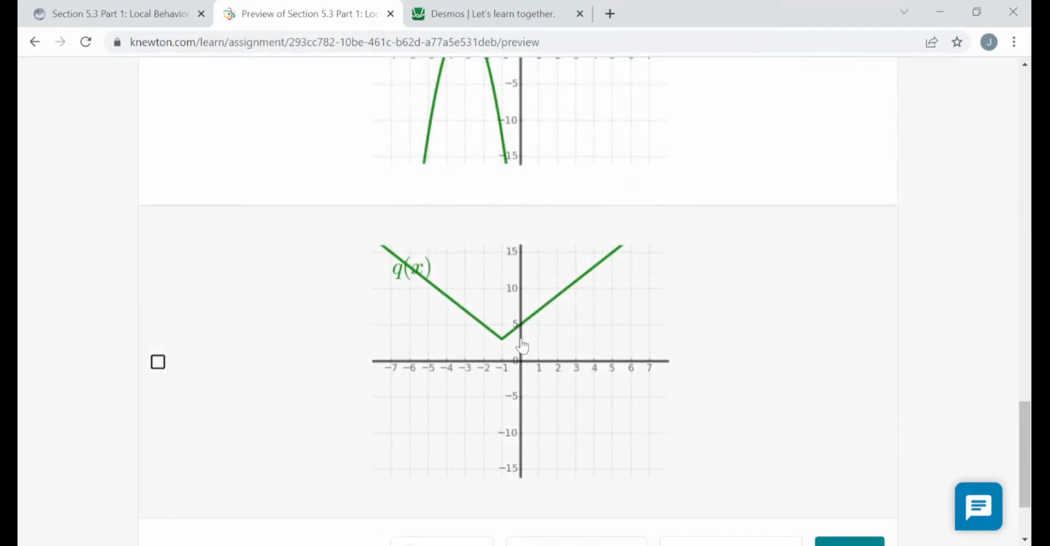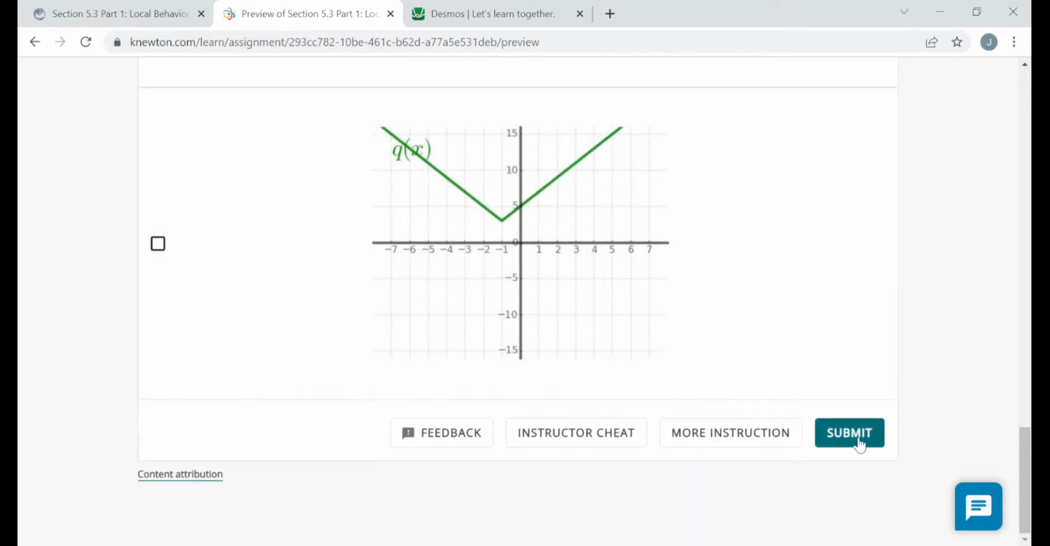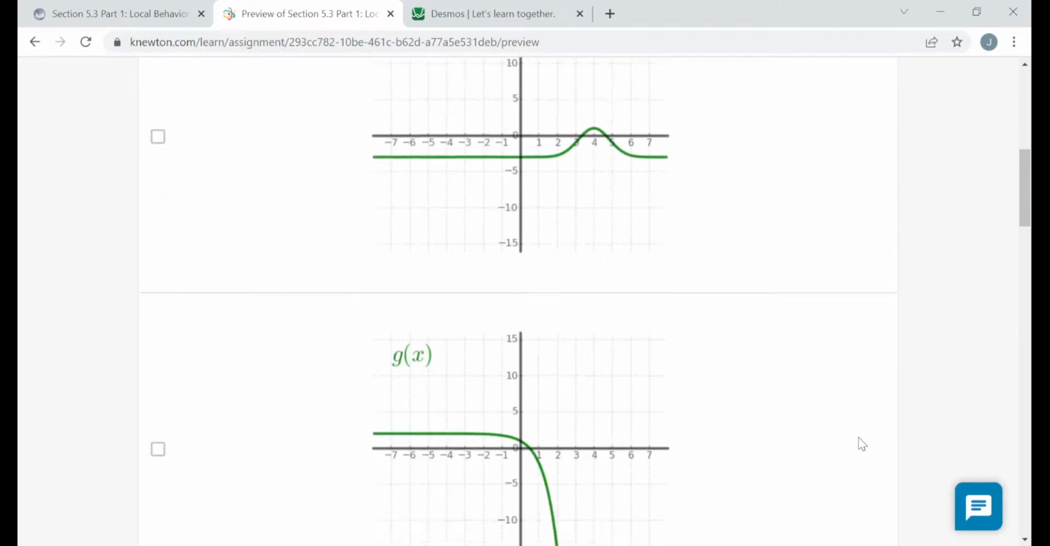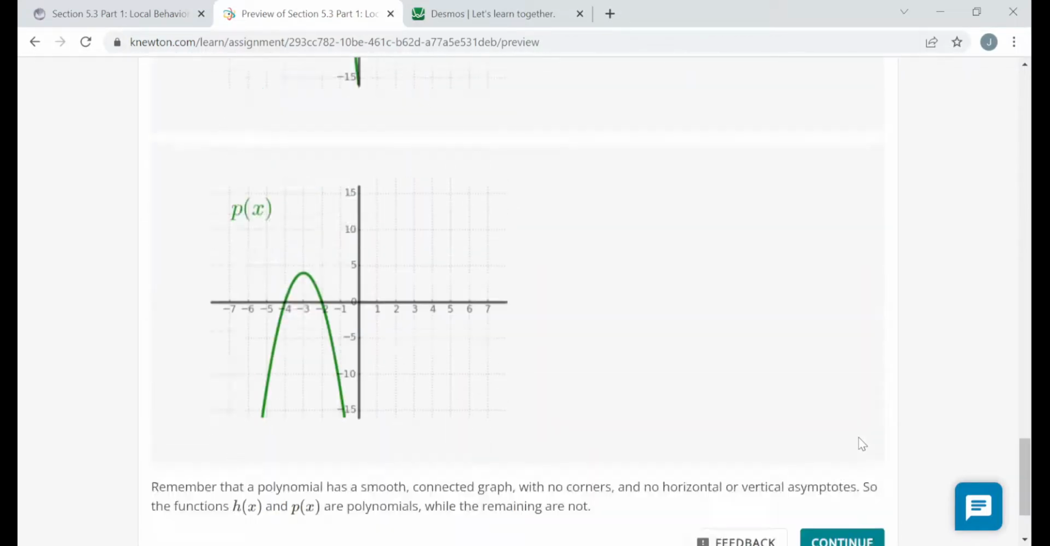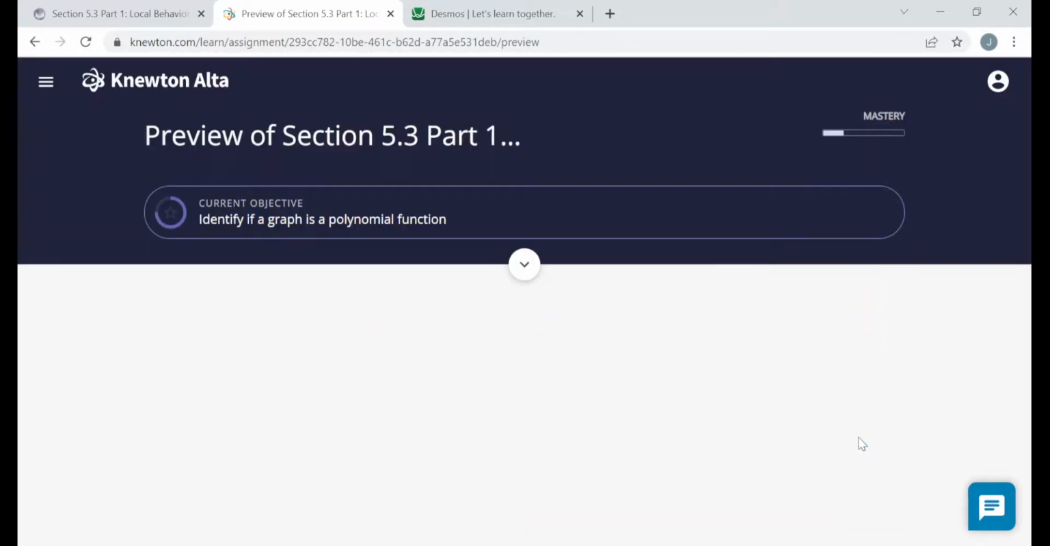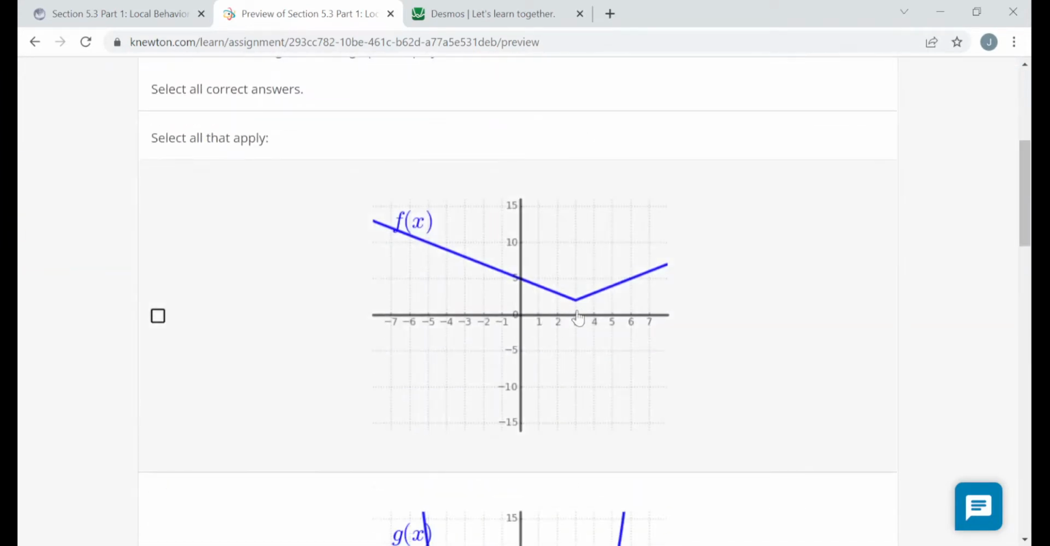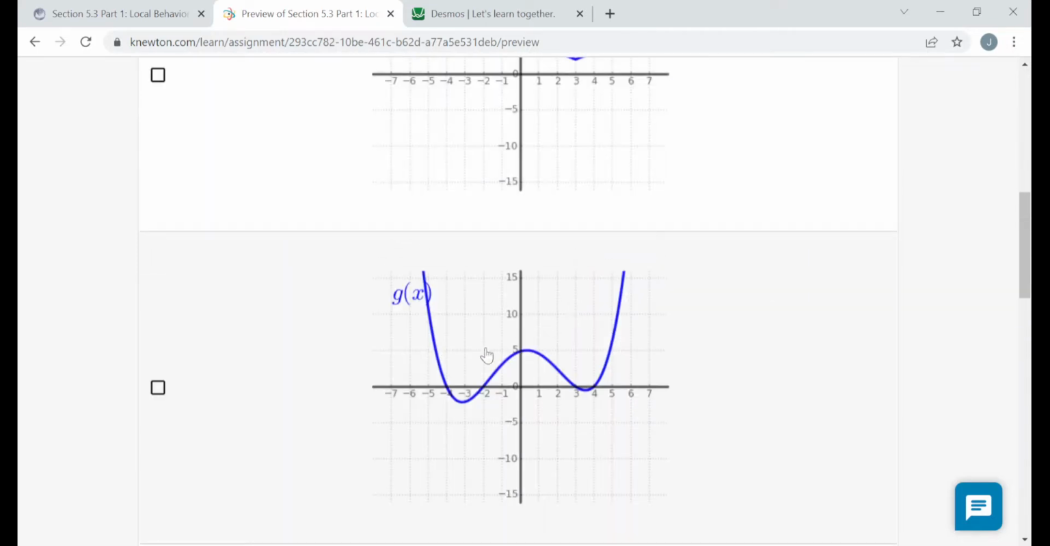And this one's continuous but not smooth again, right? You got that sharp corner, sharp turn. So that can't be a polynomial function. Alright, there should just be one more like this. So here again, not smooth, right? Sharp corner. This looks good. Continuous, smooth, no asymptotes.